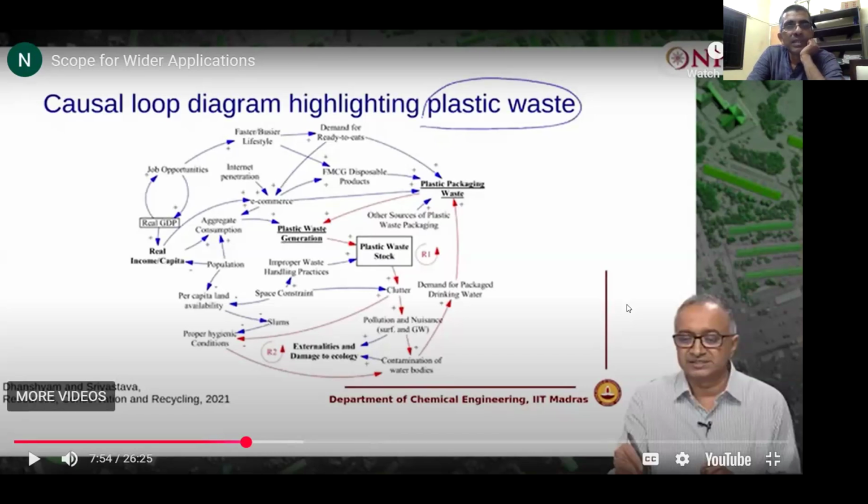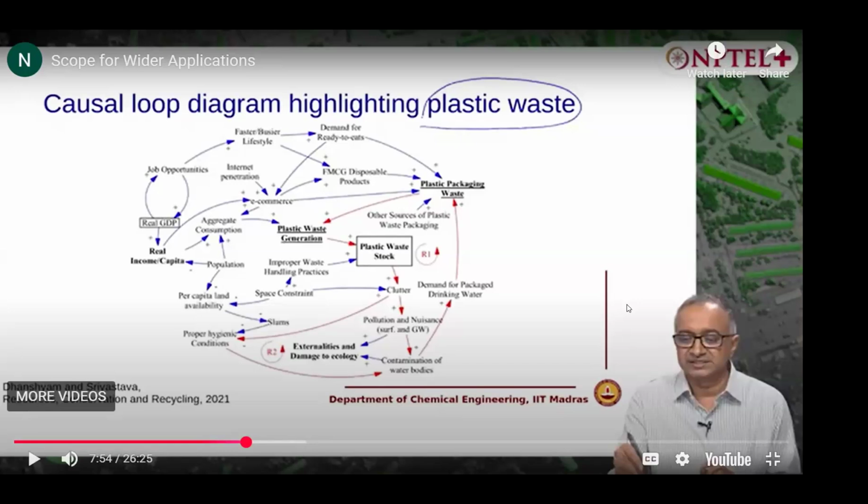Any volunteers, please? I want you to explain R1. For example, plastic waste generation, right? You follow the red line. Venkateswarlu sir, plastic waste generation leads to? Sir, I am unable to, I don't know. No problem. So plastic waste generation leads to stock.